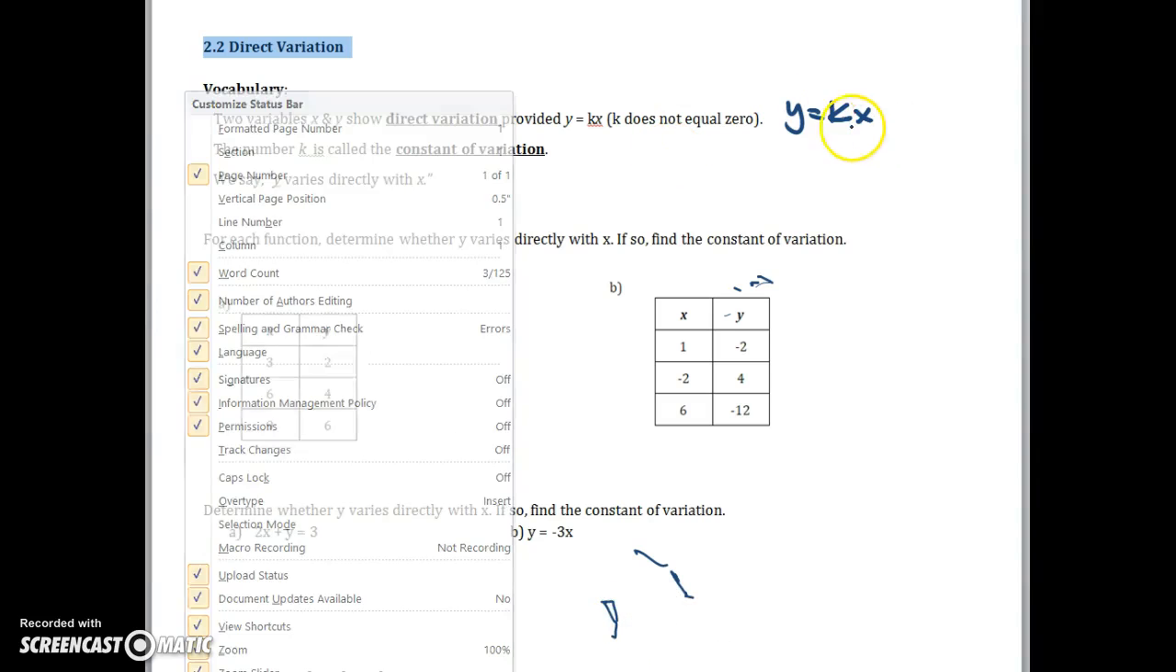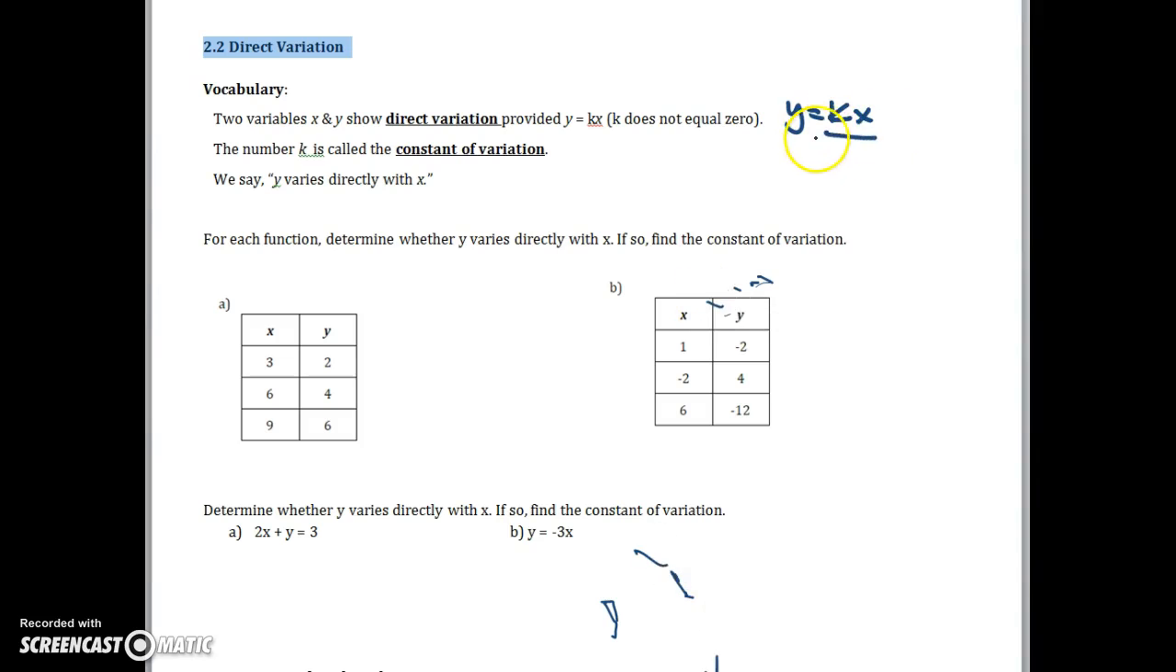Well, if I solve for it, so I'll divide both sides by x, then I'll find that k is equal to y over x. Always, always, always. That's going to help us out for our first set of problems. For each function, determine whether y varies directly with x. If so, find the constant of variation.